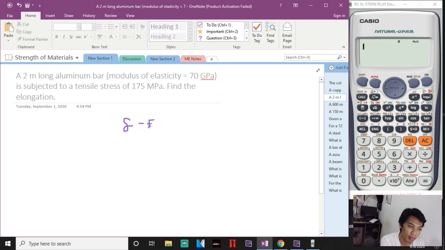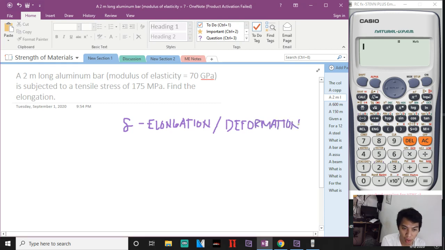Elongation or deformation. Now, pag nag-deform yan, ibig sabihin there's a change in the length of the material due to the loading. Now, meron tayong mga binigay dito na parameters, okay? So, this is the length of the bar. Now, this is an aluminum bar. Ibig sabihin, kailangan kabisado mo yung value. But in this case, ibinigay naman niya yung modulus of elasticity or the E. So, given na yan.